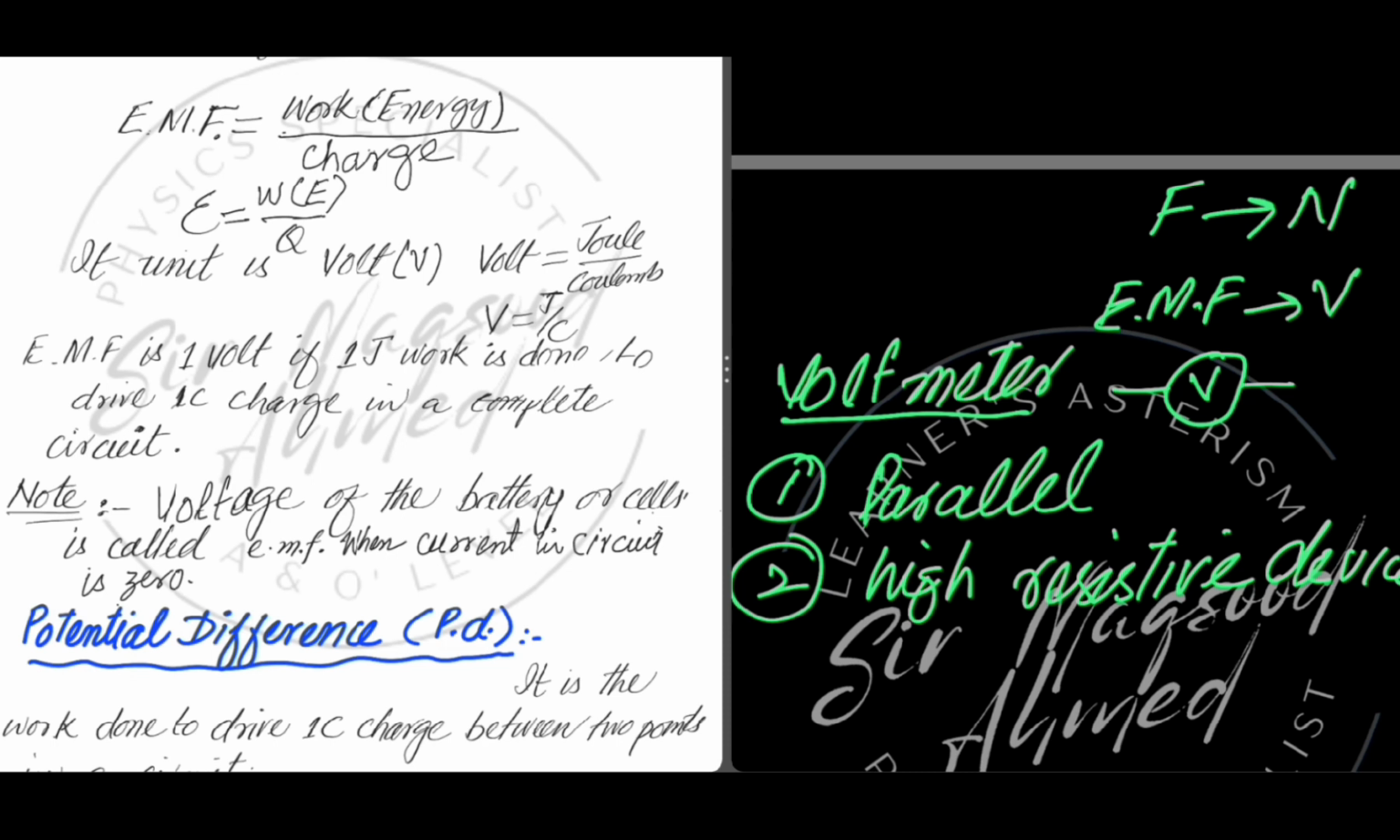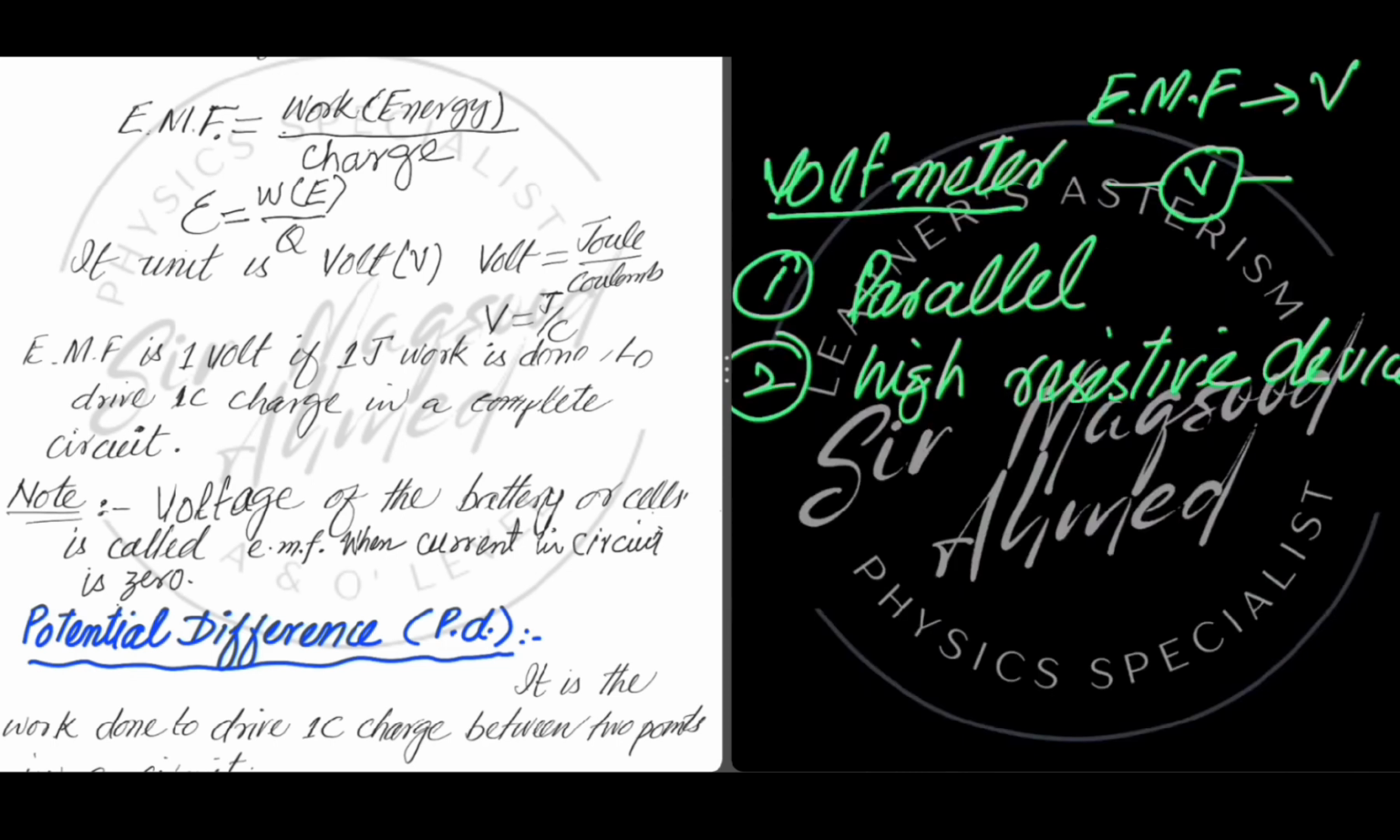As it is connected in parallel, its resistance is kept very high, so that no current should pass through the voltmeter, and all the current must pass through the electrical component.